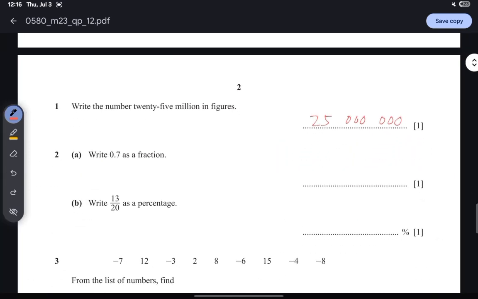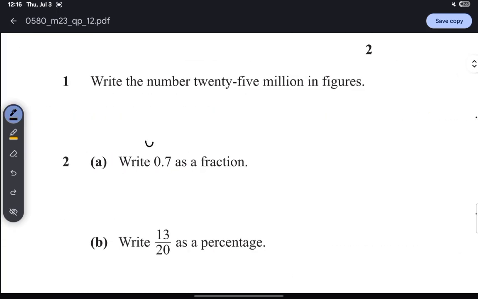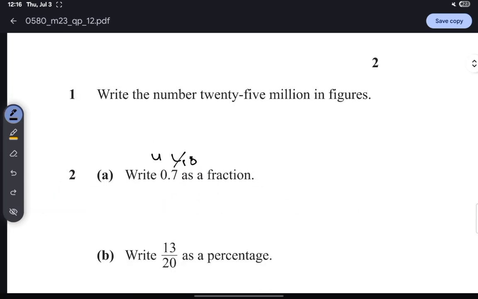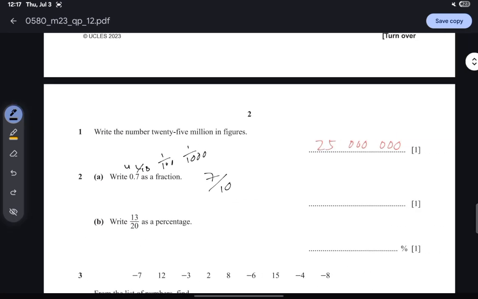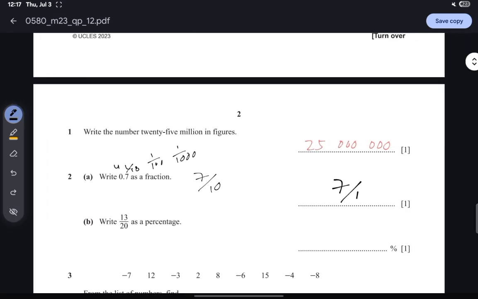Then number 2, write 0.7 as a fraction. We know that this is our units and this is 1 over 10. The following number will be 1 over 100 and 1 over 1000, going on and on. So this should be 7 over 10, right? 7 over 10.